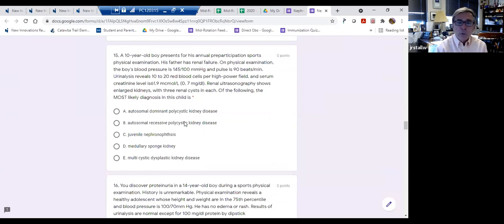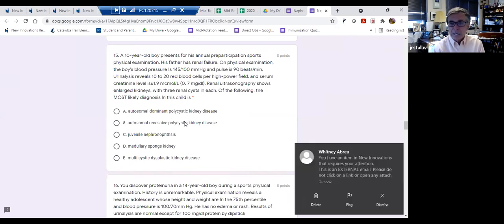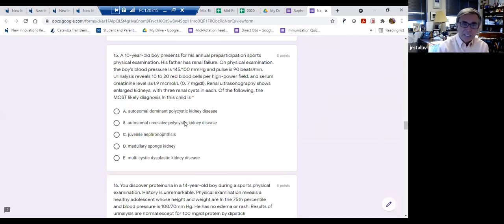10-year-old presents for annual sports participation. Father has renal failure, uh-oh. Now the blood pressure is elevated on him. He does have some microhematuria. His creatinine though, 0.7, maybe, for a 10-year-old, just a little, nothing I can write home about. Renal ultrasound though shows large kidneys and cysts in each. Well, with the father, you know that this is just reeking of autosomal dominant polycystic disease, A. Remember, recessive, much younger.